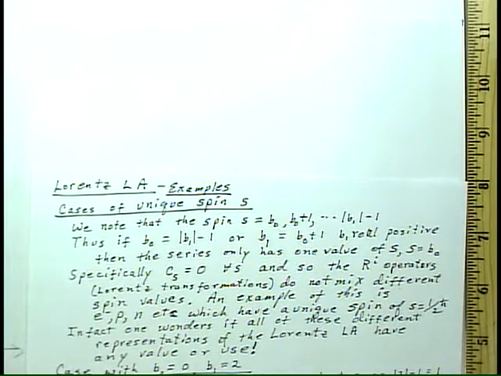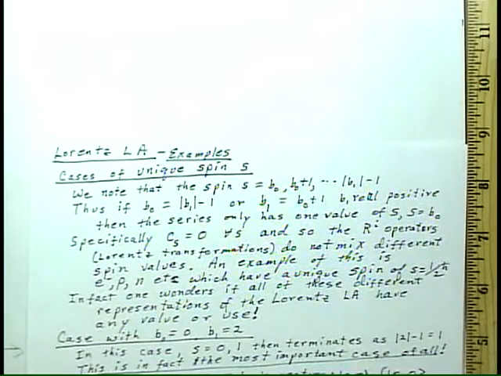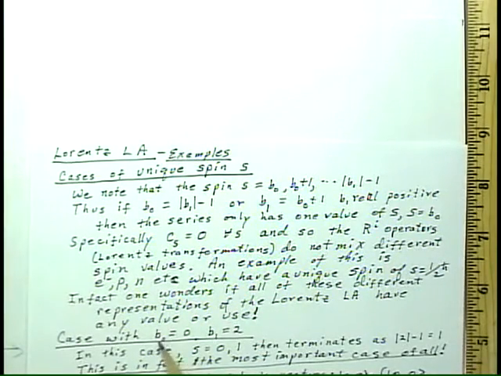In fact, one wonders if all these different representations of the Lorentz group have any use or any value at all. And this is a rather complicated question, but one that we can certainly answer by saying that some of these mixed spin representations are of great value. We want to look next at the case where B0 is equal to 0 and B1 is equal to 2.